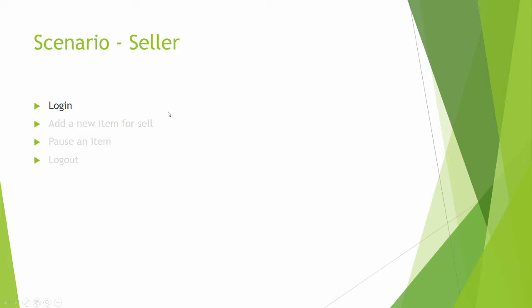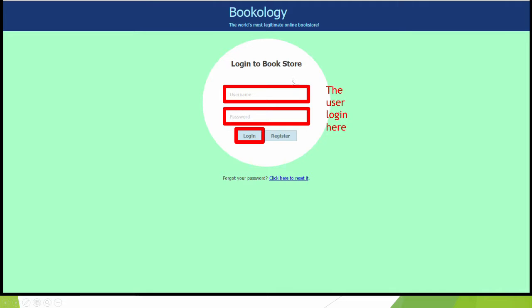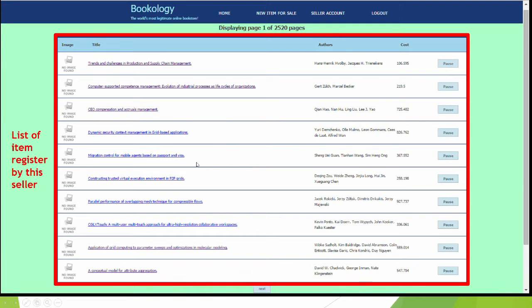Now let's look at the seller functions. First, login. The seller will log in at the same page as the customer. As there's no difference between a customer login and a seller login, we will just go through this. You can review what happened on the previous slide. And this is what will display on the seller account. It will list all the items currently being sold by this seller, displaying 10 per page, and the user can go through the pages by clicking the next button at the bottom.